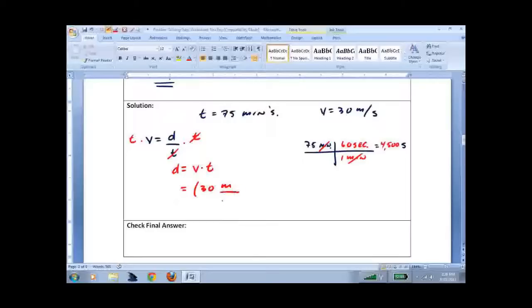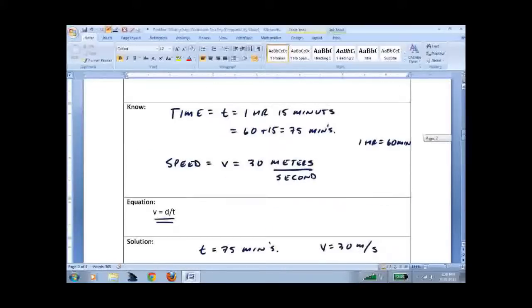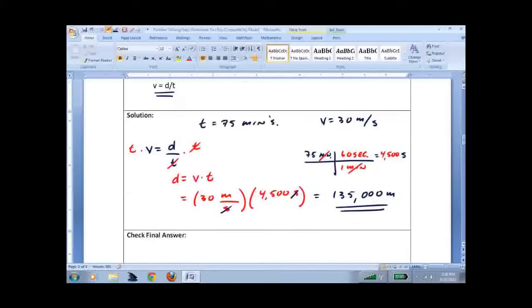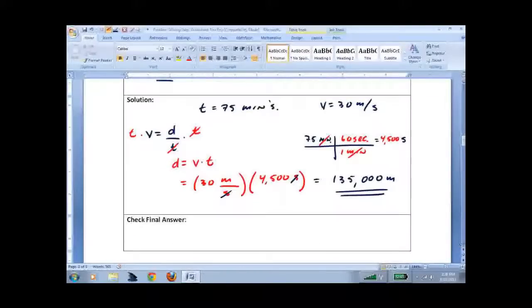30 meters per second times 4,500 seconds. Seconds cancel. I'm left with 135,000 meters. Does that make sense? Distance in meters. It's a lot. It seems a little high to me. So I better check and make sure I'm happy with it.